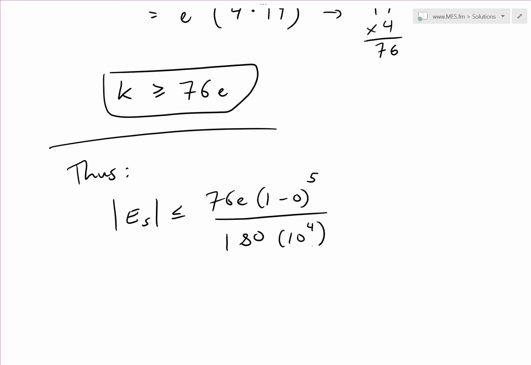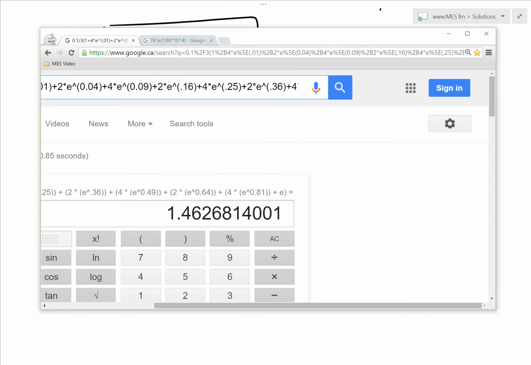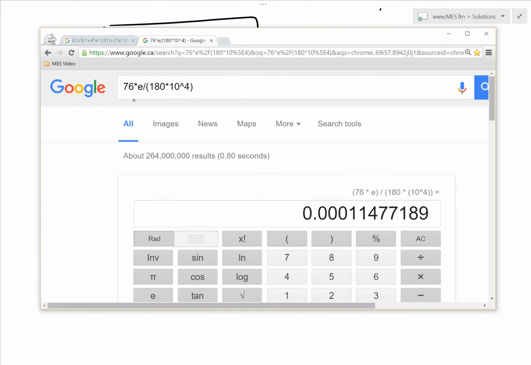And then this equals to 76e over 180 times 10 to the 4. And then plug this into the calculator. We get, plug this in, 76 times e. I've already done it on a Google calculator. Divided by 180 times 10 to the 4. You get 0.00011 and then 47. I'll just round up to 15.